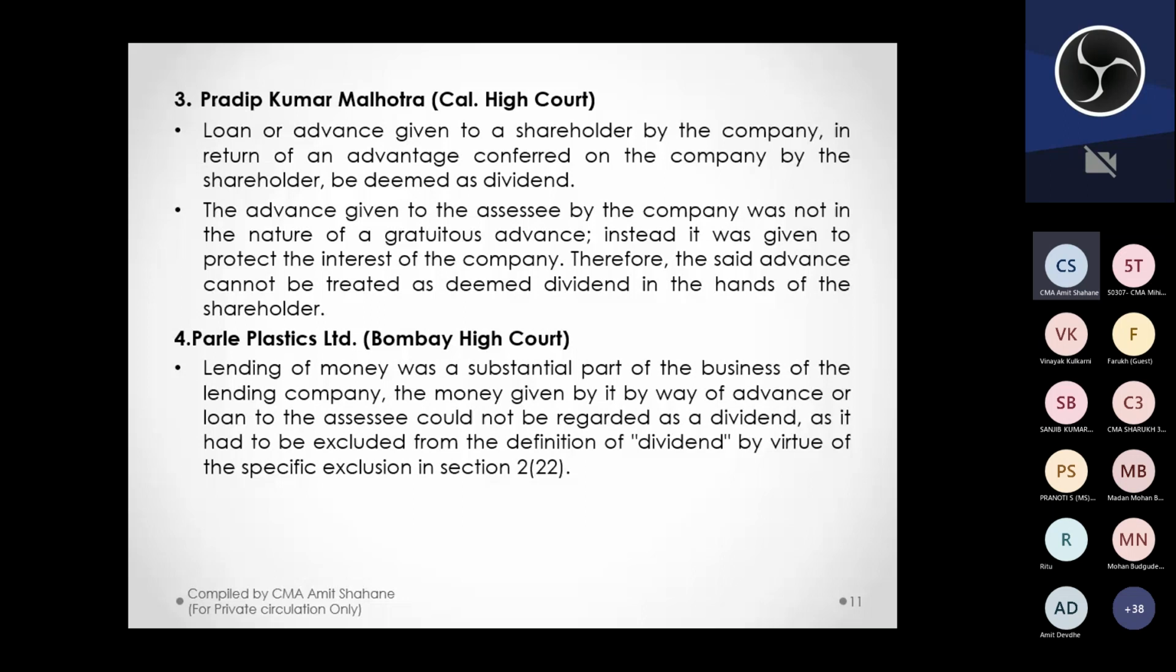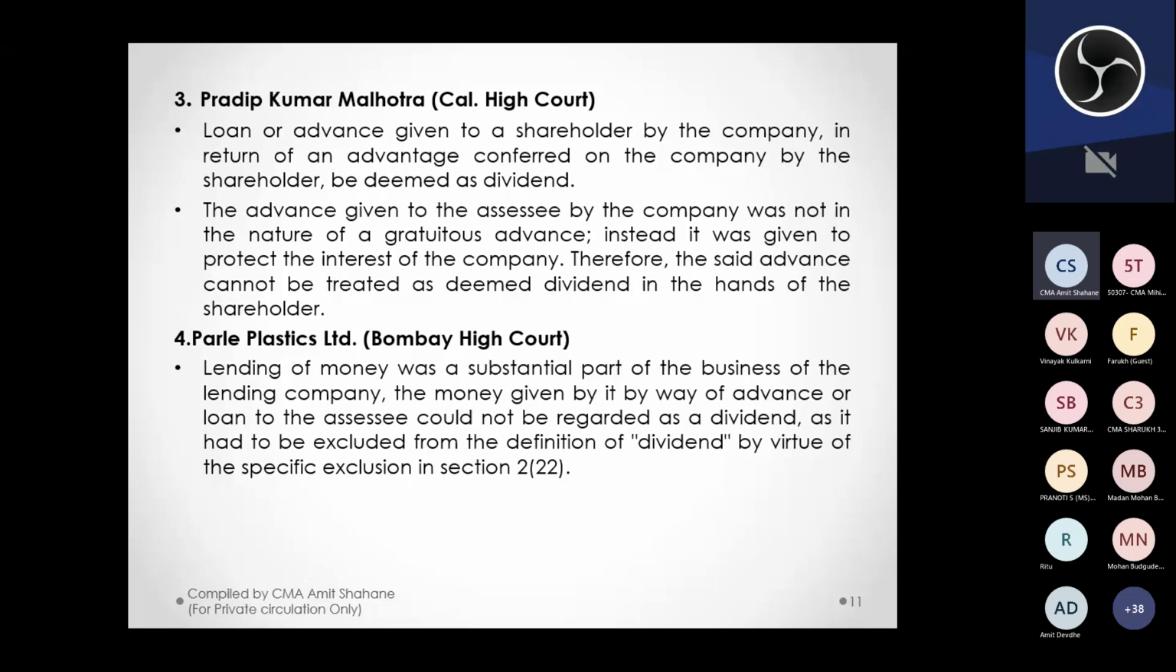But as I said, because of the abolition of dividend distribution tax, these practices, which were intentional practices, of course, have been stopped to some extent. And the last case law is: lending of money was a substantial part of the business of the lending company. The money given by it by way of advance or loan to the assessee could not be regarded as dividend, as it had to be excluded from the definition of dividend by virtue of specific exclusion in section 222.